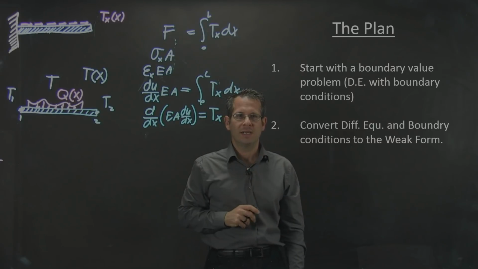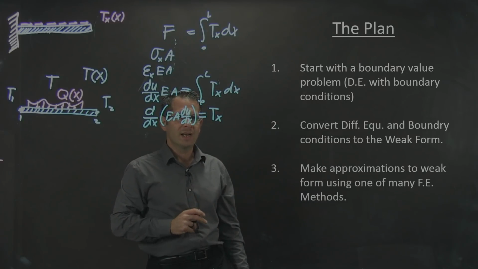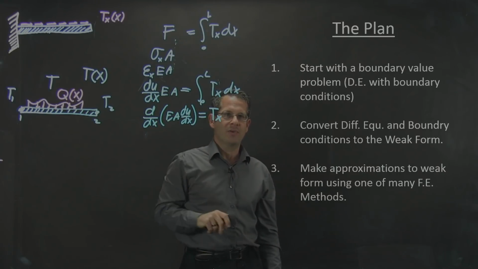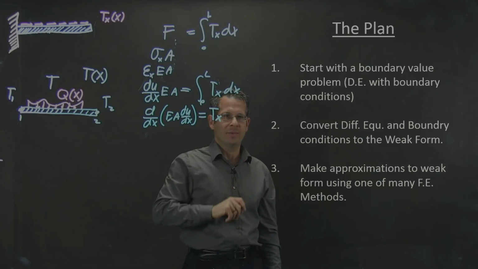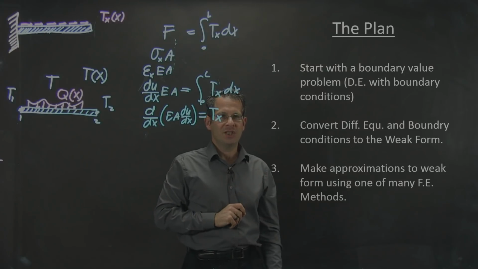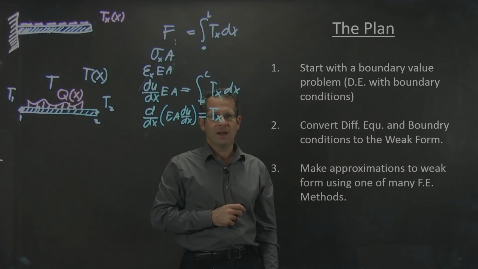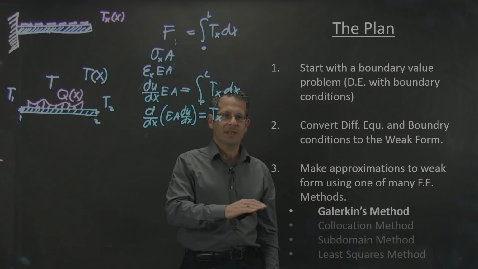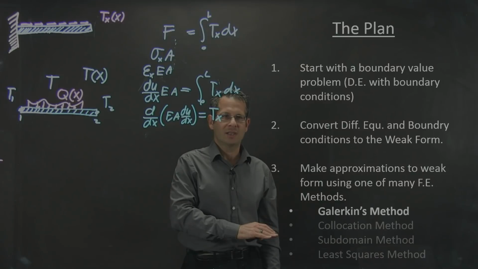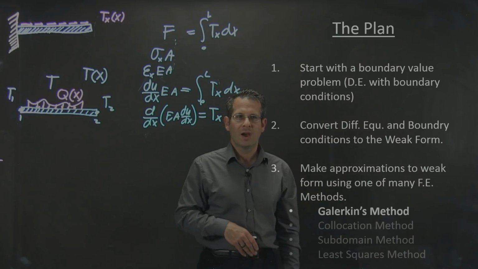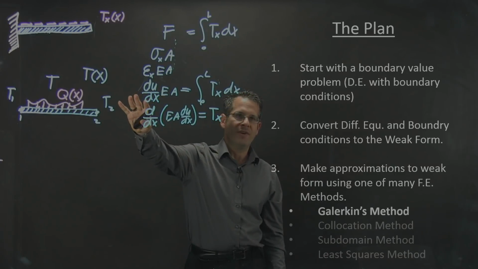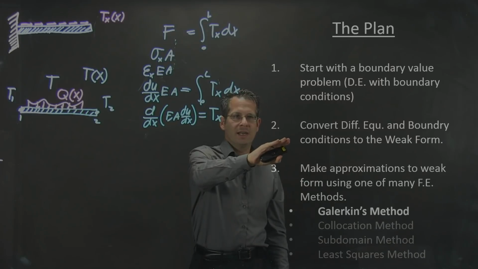We'll discuss this in more detail in the next video. Finally, our last step, once we've converted our strong boundary value problem into a weak variational problem, is to make certain approximations to this weak form using one of many of these variational finite element methods. We're going to focus on what's called the Galerkin method. If you're interested, your textbook goes into some other methods, such as the collocation method, subdomain method, or the least squares method. All right, in our next video, we will discuss converting a boundary value problem in the strong form into the weak form.